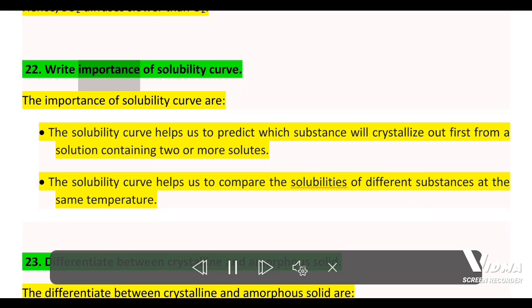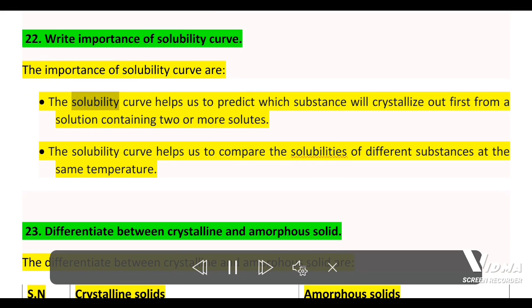22. Write importance of solubility curve. The importance of solubility curve are: The solubility curve helps us to predict which substance will crystallize out first from a solution containing 2 or more solutes. The solubility curve helps us to compare the solubilities of different substances at the same temperature.